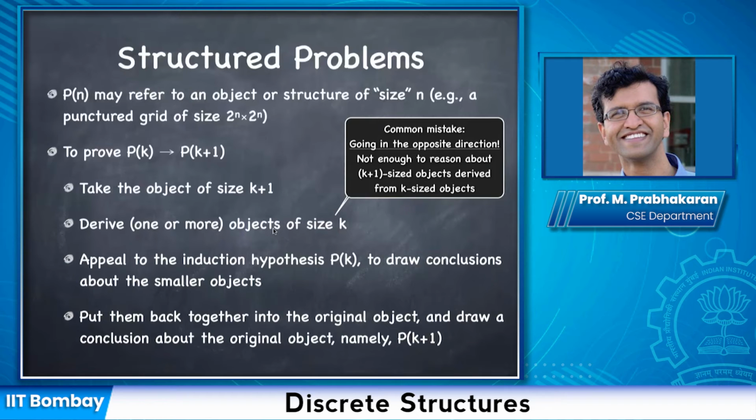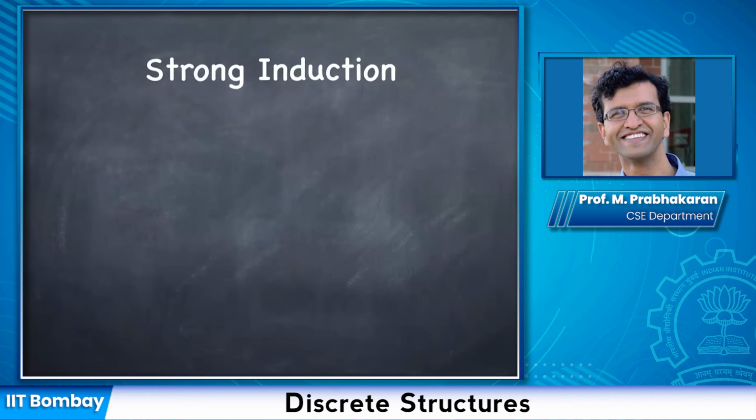Maybe there are other objects of size k plus 1 which cannot be derived in the way that you're deriving this larger object from smaller objects. So what you need to show is that every larger object can actually be broken up into objects of the smaller size. So that's something to watch out for, that you're not going in the opposite direction when you're making this proof. You do need to take an arbitrary object of size k plus 1.